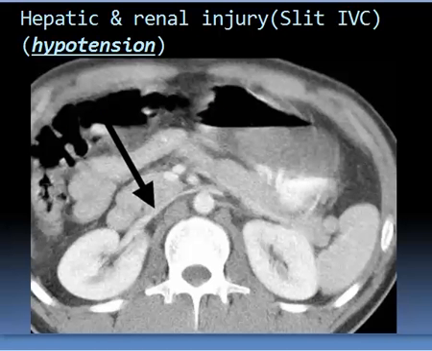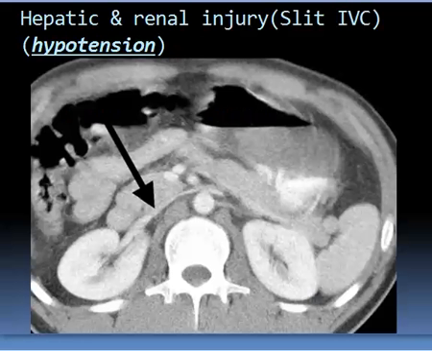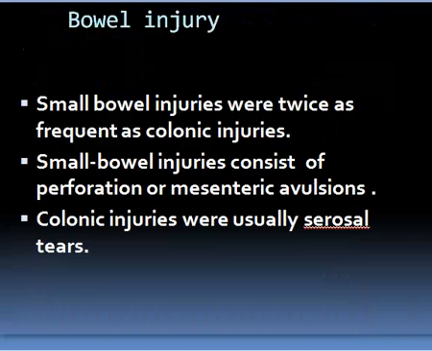So this is the region of the inferior vena cava in the infrahepatic segment, appearing as a slit-like inferior vena cava below the liver. And the spleen is small. This is hypotension.